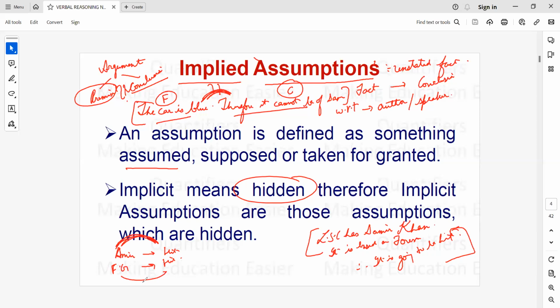Now this I had not stated when I was saying that Laal Singh Chaddha has Aamir Khan in it, therefore the movie is going to be a hit. There were some unstated facts going on inside my brain that I was taking for granted, that I was actually supposing, I was assuming. So that actually becomes your assumption. I hope you are now able to understand a little bit of what assumptions are.